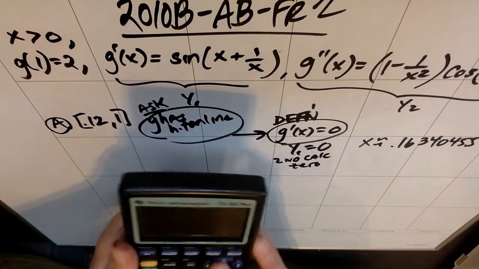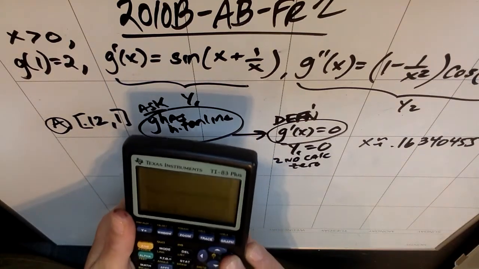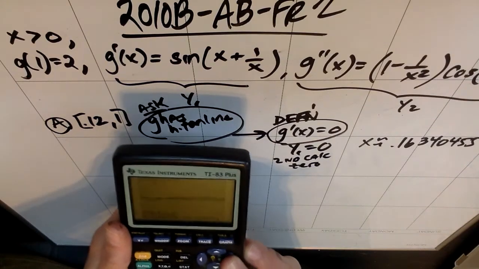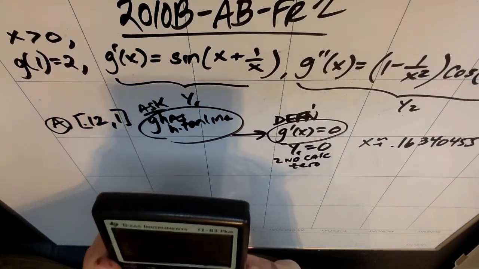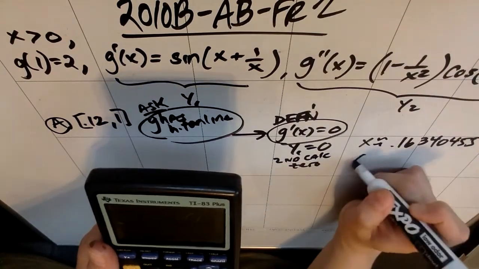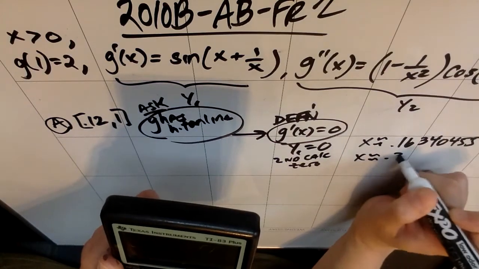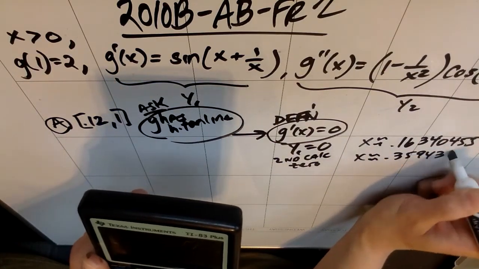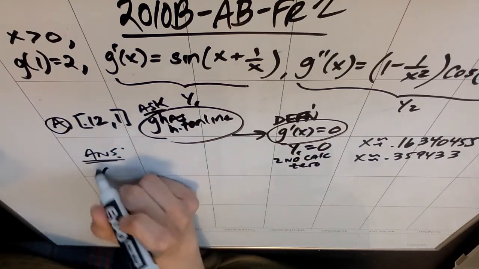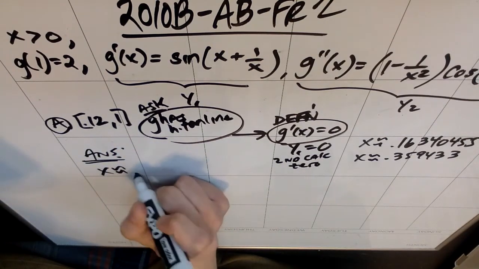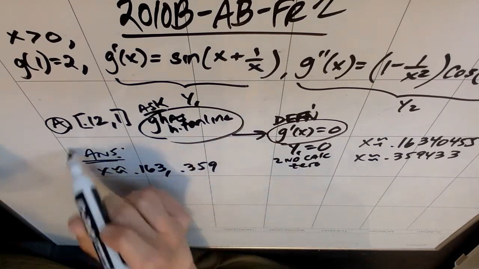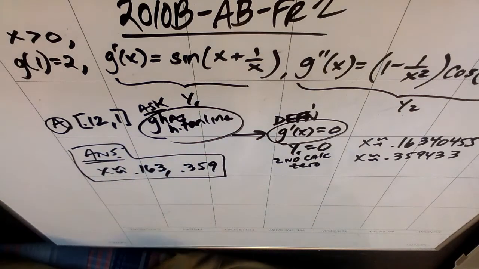And then I'm going to do second calc 0 again, and I'm going to work my way over to this second one. And there should only be the two of them. And I get that the other x value is 0.359433. So when I go to give my answer for part A, since they don't want me to do anything else with them, I'm going to have x is approximately 0.163 and 0.359. So those are my two answers.